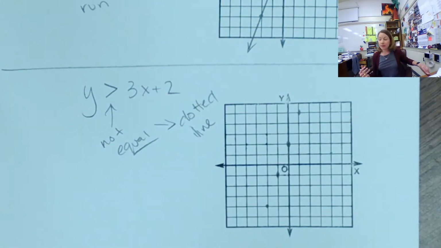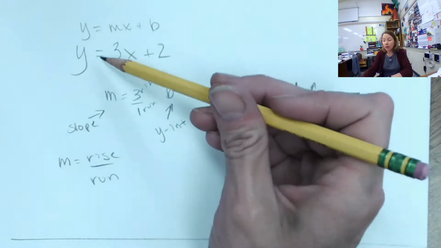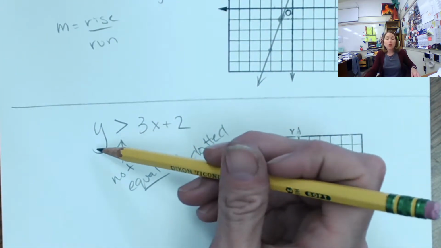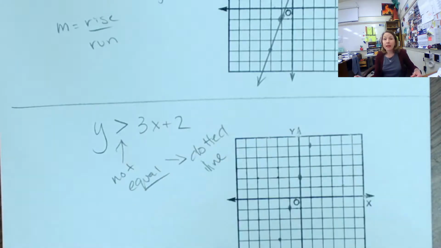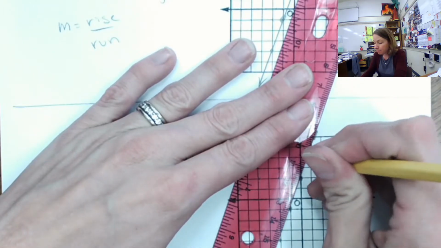Okay, my line has to be dotted because in this case, it's not an equation, right? It doesn't equal that line. If this was y is greater than or equal to it, then it would equal it. But in this case, it doesn't, so I'm just going to have my dotted line.